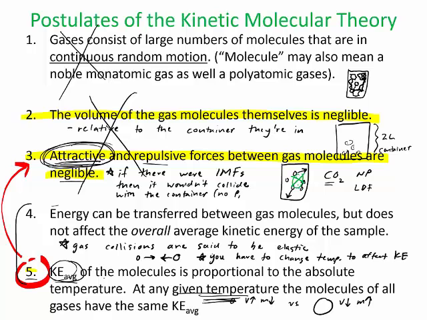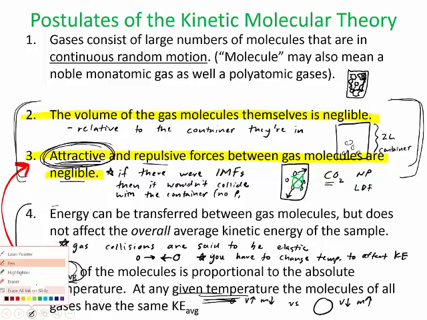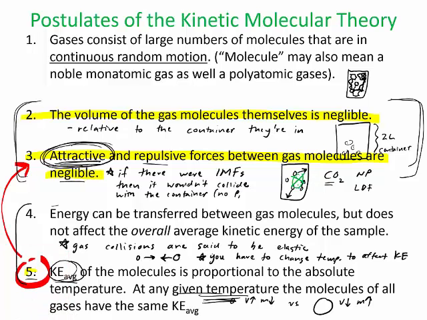So in a way, one of the most important postulates is 5. However, when we look at the gas laws, these two and 3 are going to play an important role in the gas laws along with 5 as well. So let's go ahead and highlight this one too. Along with 5, absolute temperature.